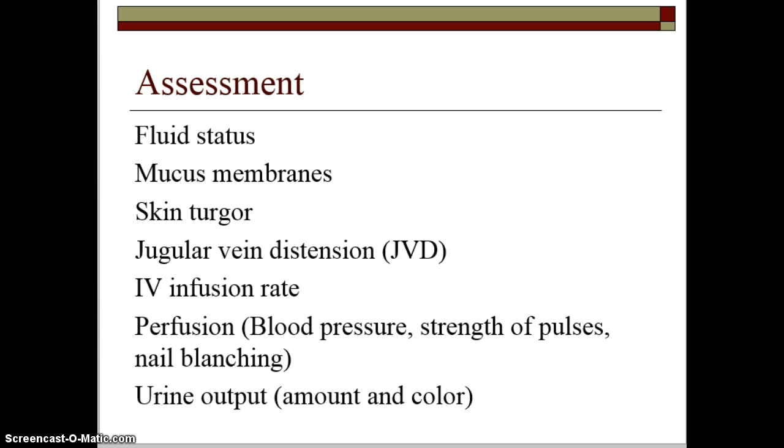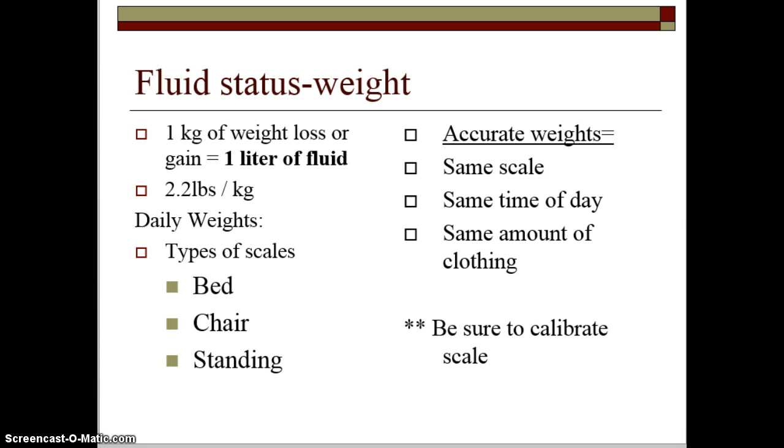Our assessment then is looking at their urine output, their skin turgor. Does it tent or does it not? With fluid volume excess, the skin turgor should be nice and springy and healthy. Look at your IV. Do they have an IV that's running at a very fast rate that we need to talk with the physician to get an order change? And then your perfusion is a big one. Is the strength of the pulse, the blood pressure? Do they have quick nail blanching when we assess that? And your urine output with fluid volume excess is typically colorless and in larger volumes or amounts.